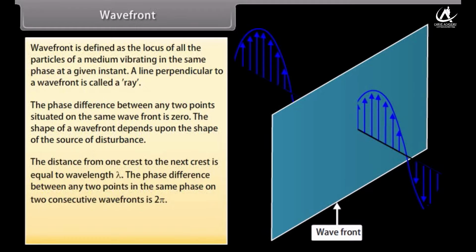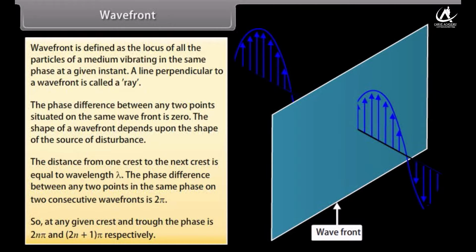The distance from one crest to the next crest is equal to wavelength lambda. The phase difference between any 2 points in the same phase on 2 consecutive wavefronts is 2 pi. So, at any given crest and trough, the phase is 2n pi and (2n plus 1) pi respectively, where n is an integer.